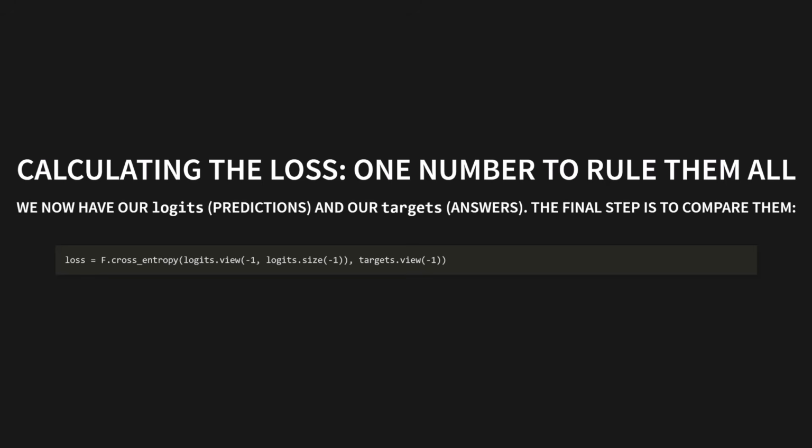Okay, now for the main event. Calculating the loss, one number to rule them all. We now have our logits, which are the predictions, and our targets, the correct answers. The final step is to compare them. Here's that line again: loss equals F.cross_entropy, and then we have those .view calls inside.